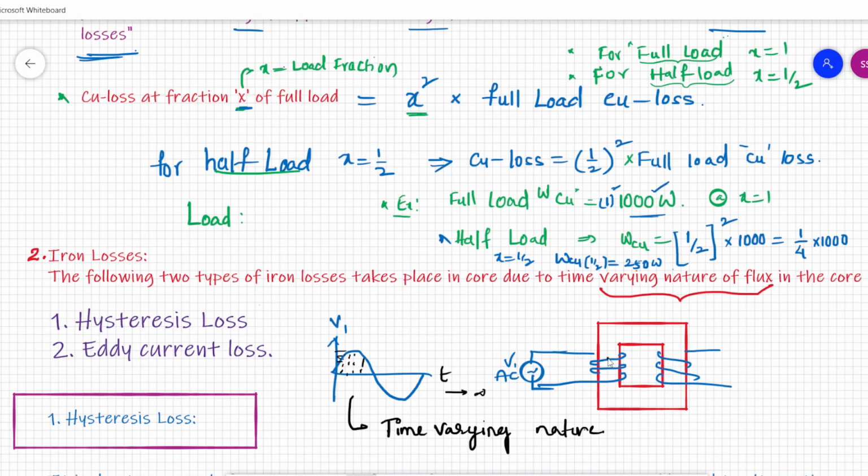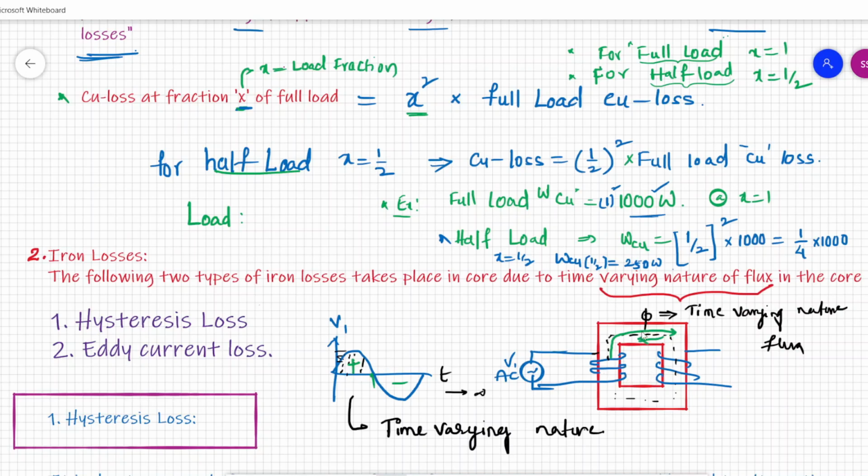When AC is applied, we know that flux is being generated in the core. Because it is being generated due to the time varying nature of current, the flux will also be time varying in nature. So this is about the time varying nature of flux. Here you can see AC current or AC voltage is positive for one half cycle and negative for one half cycle. That means the flux will continue to flow in one direction for one half cycle and it will try to flow opposite to the first direction in the negative half cycle.